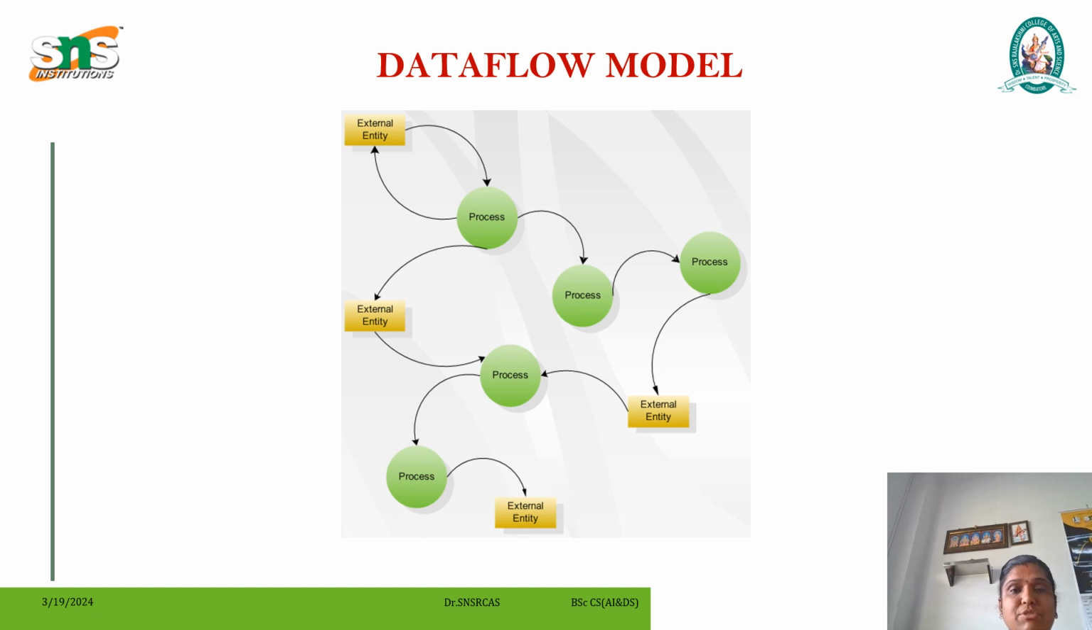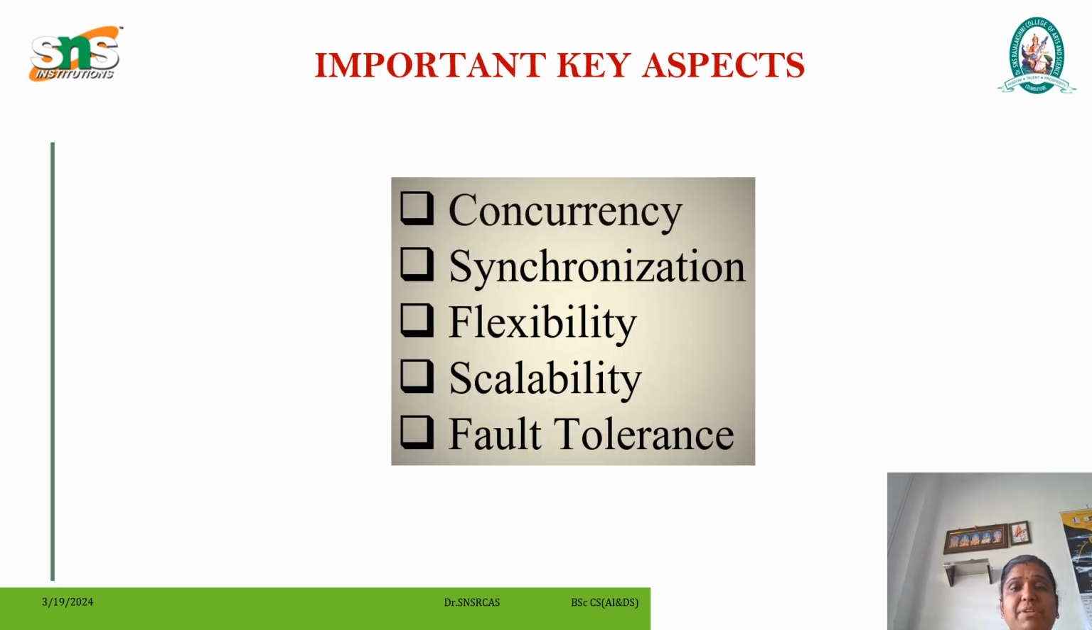The next one is the data flow model. Here we have important key aspects: concurrency, synchronization, flexibility, scalability, and fault tolerance. In the case of concurrency, one of the fundamental aspects of the data flow model is its emphasis on concurrency. In this model, computations are represented as a network of interconnected processing nodes, where each node performs a specific operation on incoming data independently. This allows for parallel execution of tasks, enabling efficient utilization of computing resources and potentially reducing overall execution time.